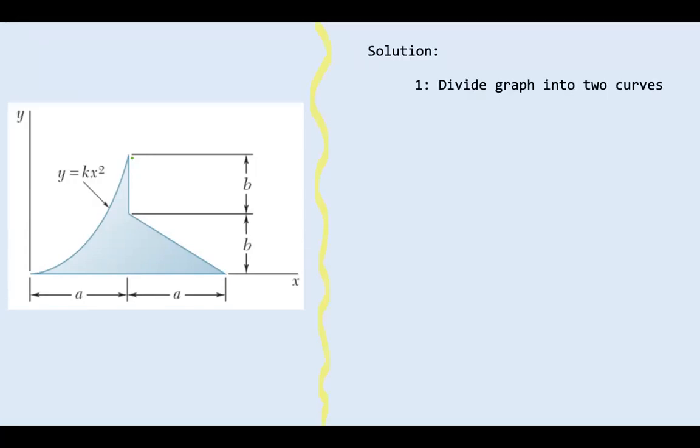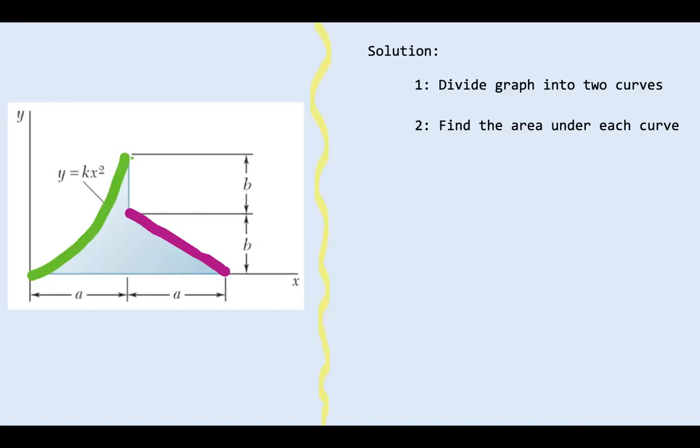So first step, we want to divide the graph into two curves, a green curve here and a purple curve here. And we want to find the area under each curve. For the green curve, we want to find this area. For the purple curve, we want to find this area.